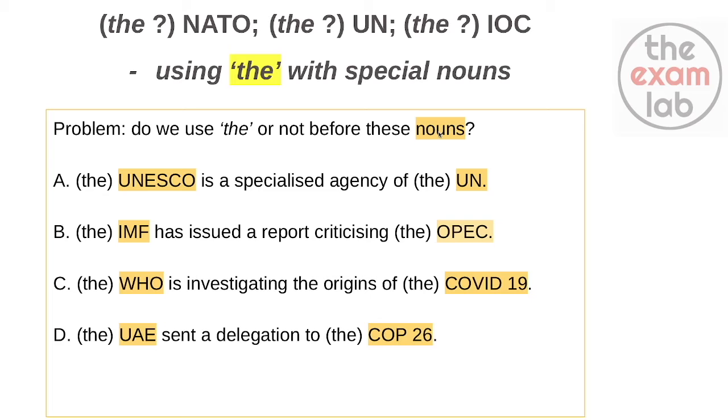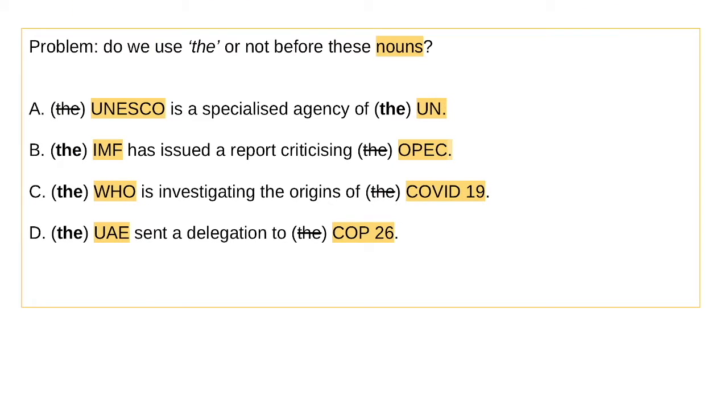And this is the problem. This costs you several marks as you're writing. Almost inevitably today you'll be writing about international organisations. You'll be writing about COVID, you'll be writing about Brexit, you'll be writing about COP26. So you need to know how we use the article, or if we use the article. So let's now very quickly just look at the answer before we get to the explanation.